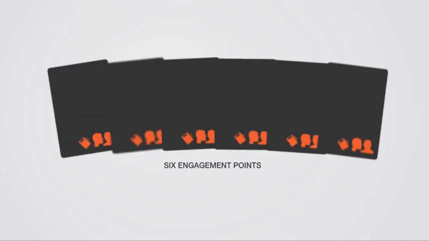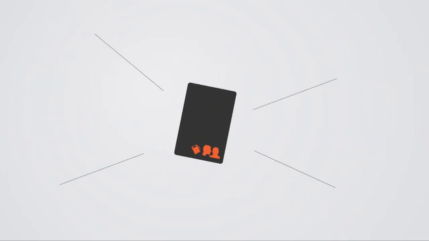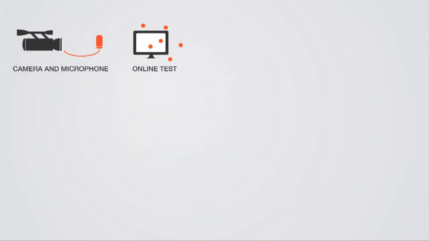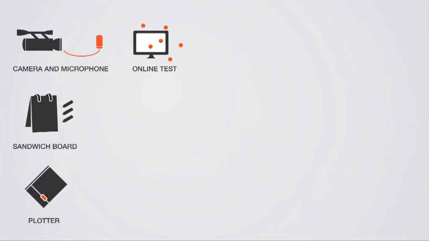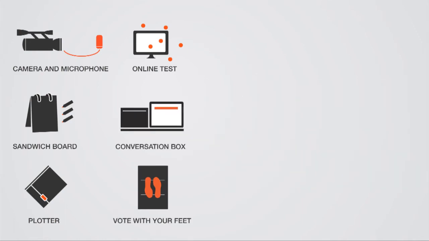To navigate this project, I will introduce 6 key points that are crucial to forming new engagements and stimulating a different kind of interaction with the public. They can be seen as starting points for questioning how you want to interact with people and the quality of connection or engagement you want to achieve. To explore these key points, I will show 6 projects that I used and show what worked, how it worked, and draw some conclusions. The 6 processes I will show are video camera, online test, sandwich board, plotter, vote with your feet, and conversation box.